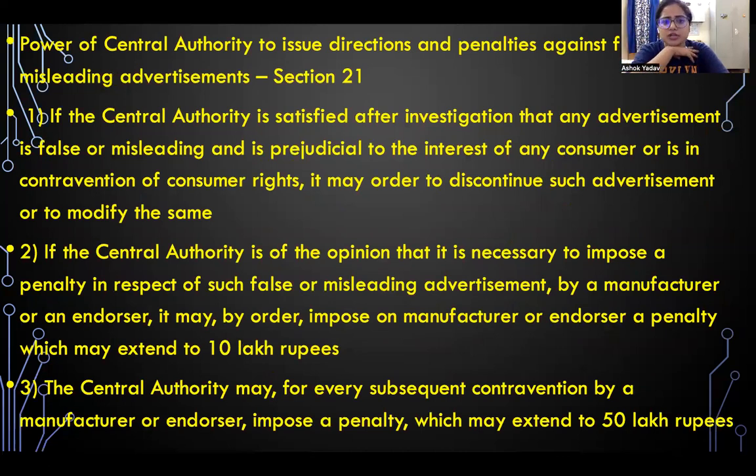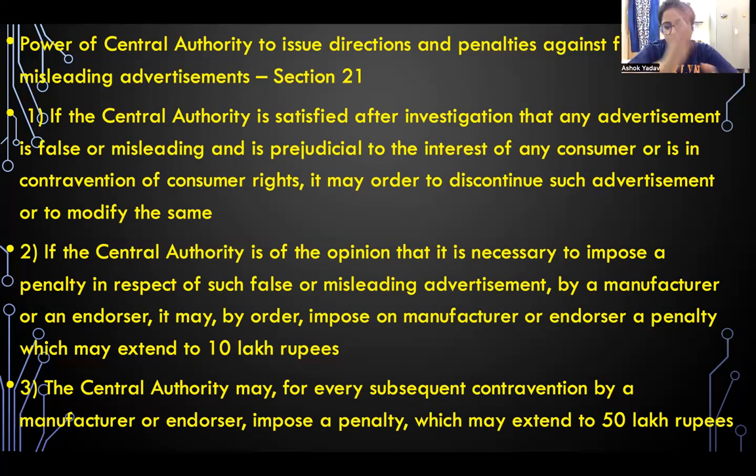The power of the central authority to issue directions and penalties against false or misleading advertisement is given under section 21. So what this central authority can do with respect to misleading advertisement is given under section 21. Let's read. If the central authority is satisfied after investigation that any advertisement is false or misleading or is prejudicial to the interest of any consumer or is in contravention of consumer rights, it may order to discontinue such advertisement. As we read before, if it finds any advertisement or services to be misleading or against the interest of the consumer, then it can ask to discontinue such advertisement or to modify it.